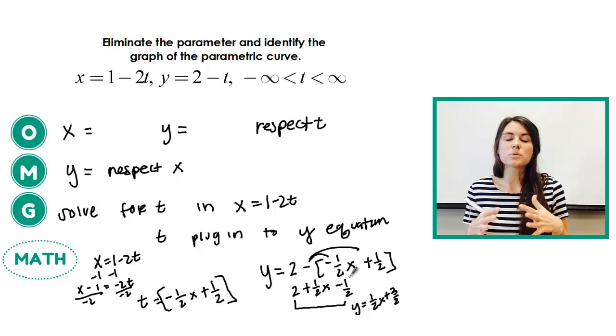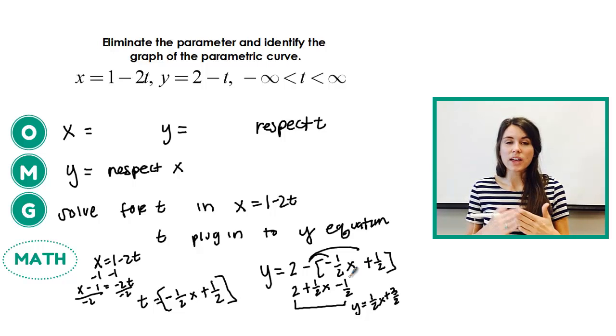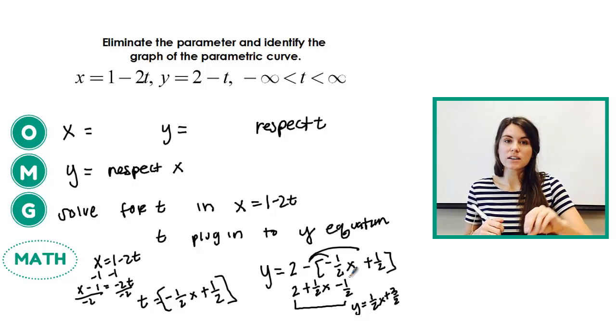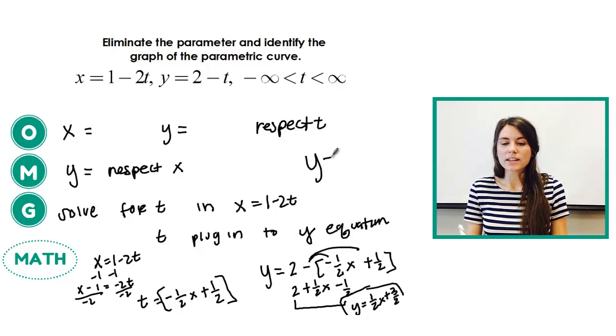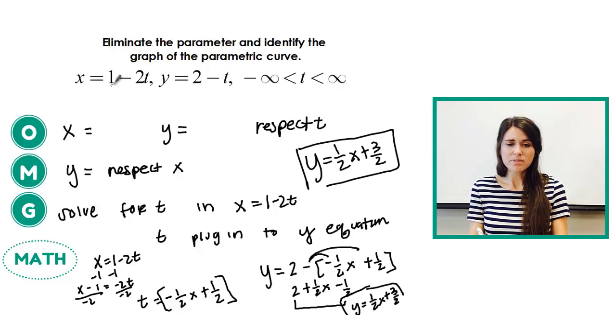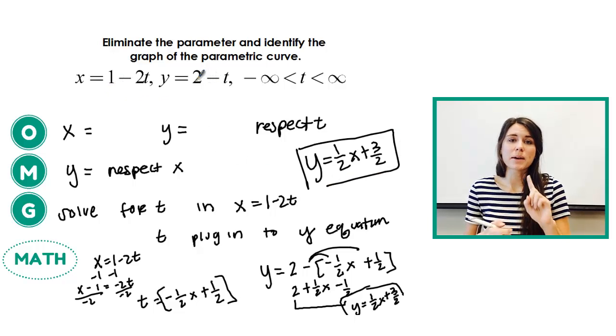So all we did is we took our first equation with x's, we solved for t, and then we take that t and we plug it into the equation that contains y, and that now gives us a new equation. So our final equation is going to be y equals 1/2 x plus 3/2. And that was from taking these two equations and rewriting them as one equation by getting rid of the t's.